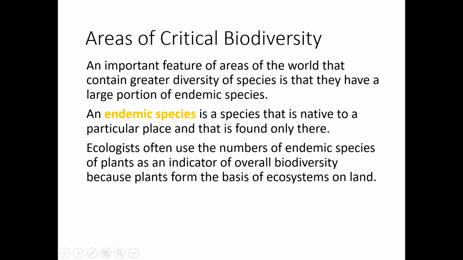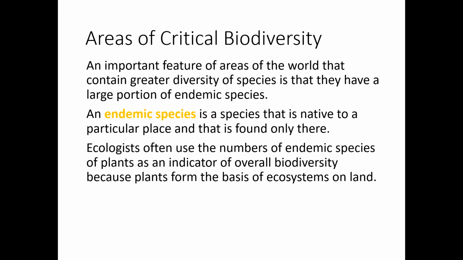Okay, so areas of critical biodiversity. Biodiversity, as we talked about, is not evenly spaced throughout the world. There are certain areas of the world that have a higher proportion of species, a higher proportion of biodiversity. An endemic species is a species that's native to a particular place, and is only found there naturally. So ecologists use endemic species, especially plants, as an indicator of overall biodiversity, which should make sense. If you have more native plants and animals in an area, that's going to be a higher amount of biodiversity than an area that has fewer native plants or animals.